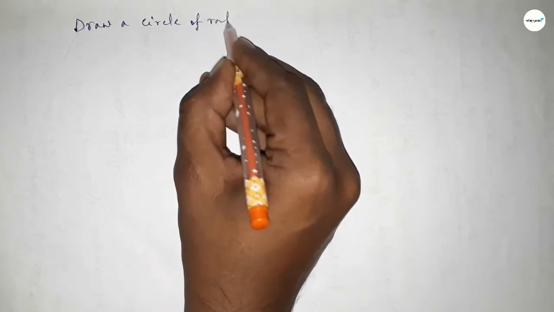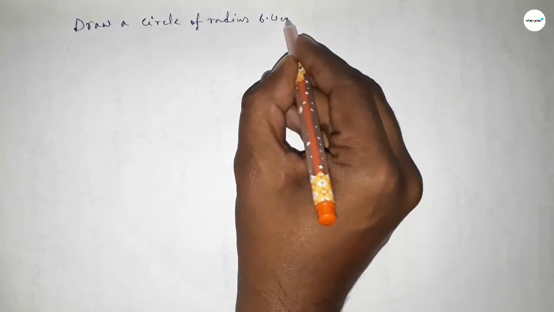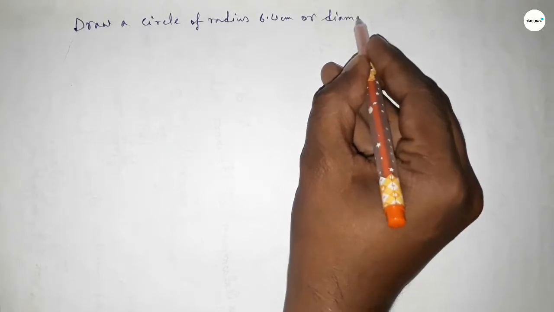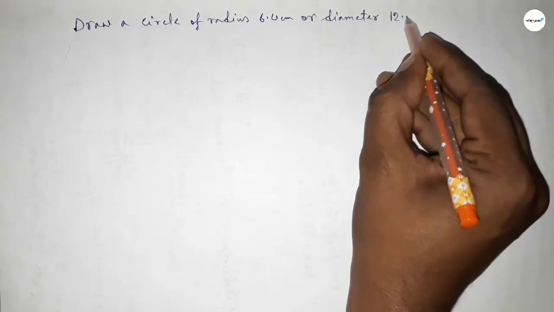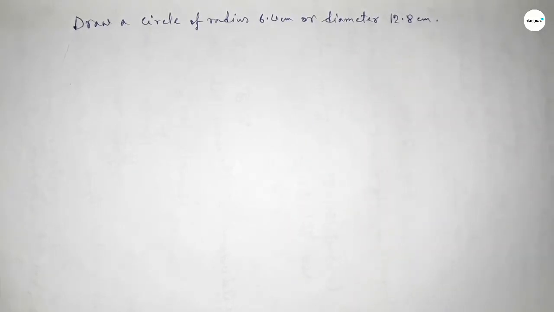Today in this video we have to draw a circle of radius 6.4 centimeter or diameter 12.8 centimeter. So let's start the video.